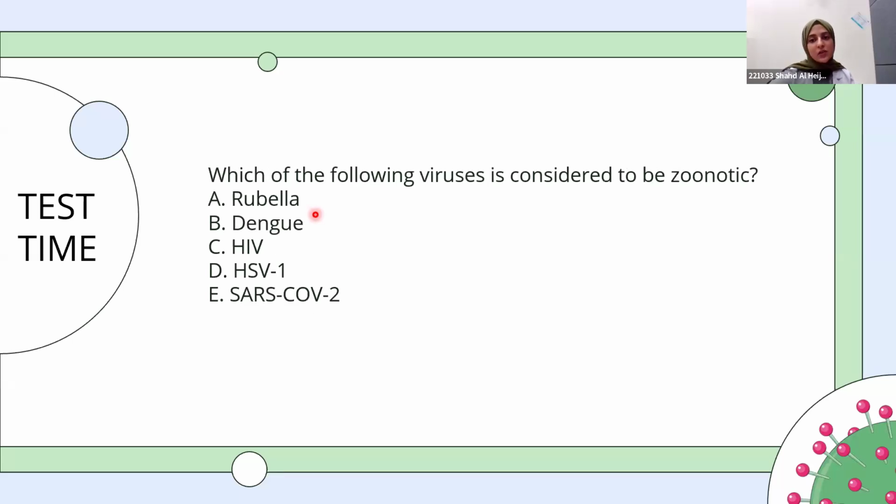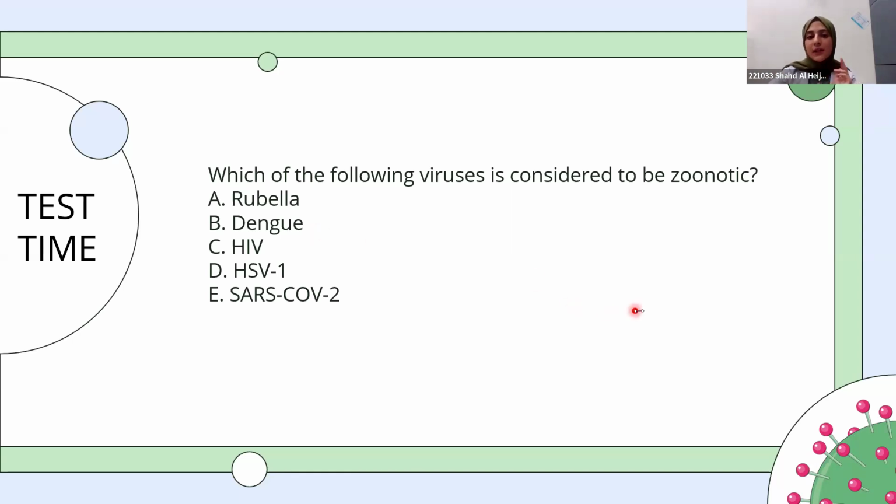Which of the following viruses is considered to be zoonotic? Yes, okay, majority is right. So zoonotic means it jumps from species to species. We said dengue fever is, yes, transmitted by the Aedes mosquito. So it can jump from the mosquito to the human, so it's a zoonotic infection.